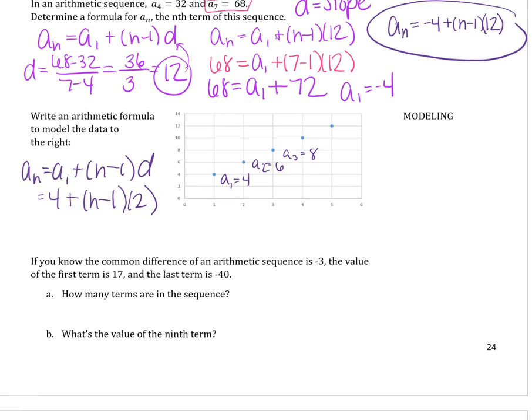Okay, so if you know the common difference of an arithmetic sequence is -3, and the value of the first term is 17, and the last term is -40, how many terms are there in the sequence? We're going to use the explicit formula to help us solve this. Okay, they gave me the first term. They said the common difference is -3.